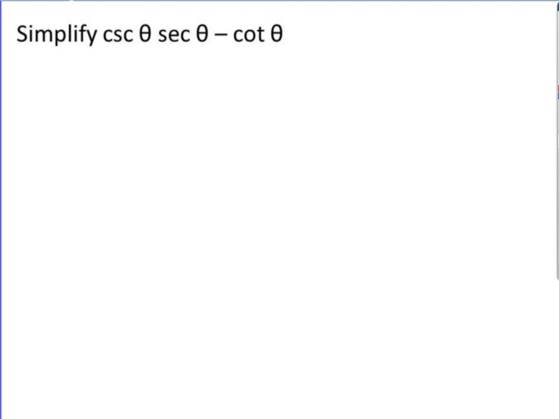So we need to simplify this expression. As you can see, it's not going to be easy to get them all to 1, so we're going to write these in terms of sines and cosines. Remember, cosecant is just 1 over the sine. Secant is 1 over cosine. And cotangent is cosine over sine.